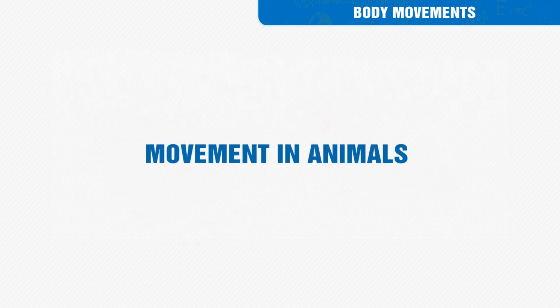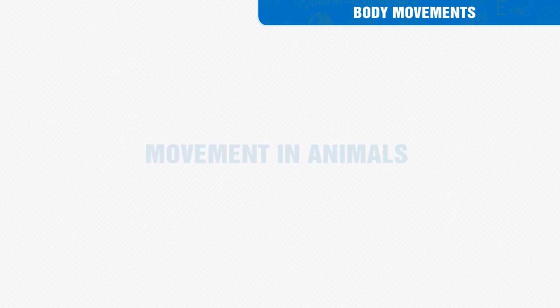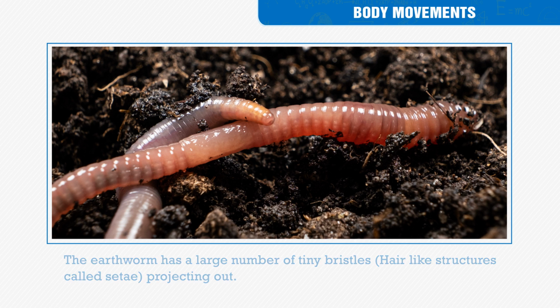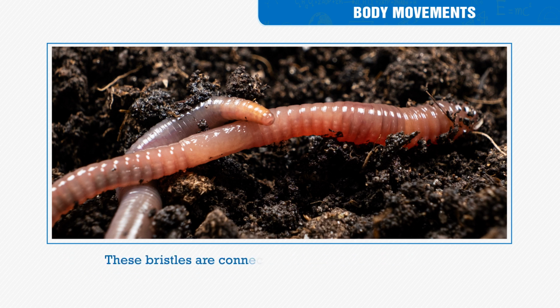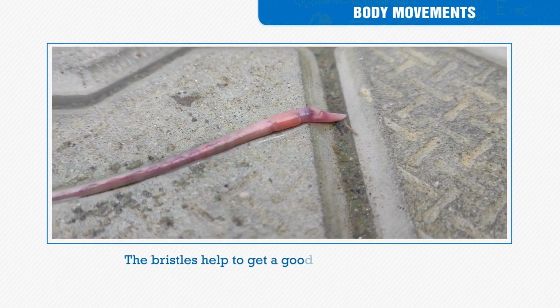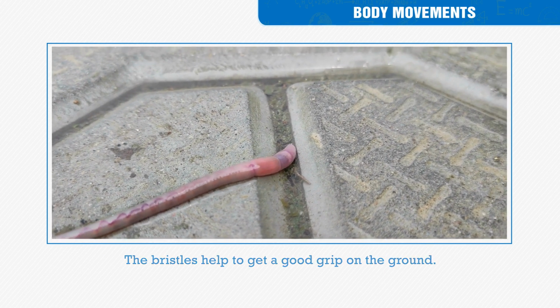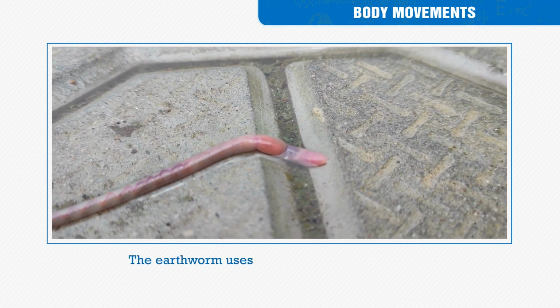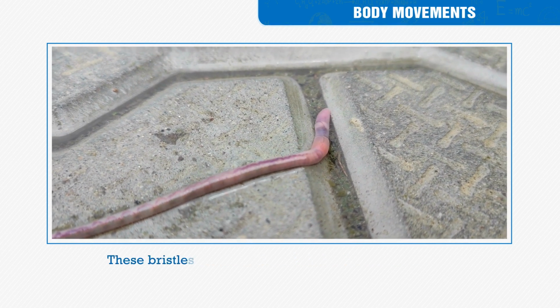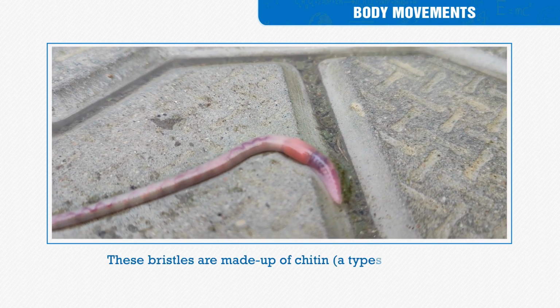Movement in animals. The earthworm has a large number of tiny bristles, hair-like structures called setae, projecting out. These bristles are connected with muscles at their bases. The bristles help to get a good grip on the ground. The earthworm uses these bristles for movement. These bristles are made up of chitin, a type of protein.